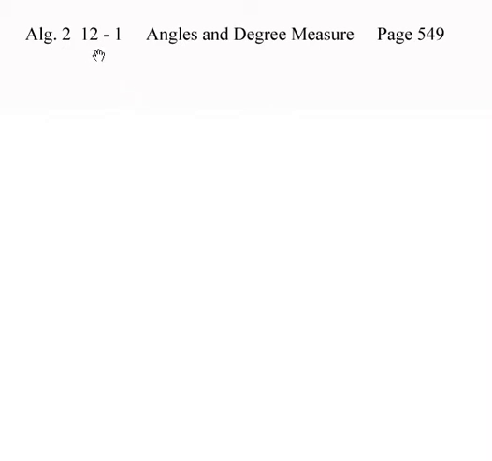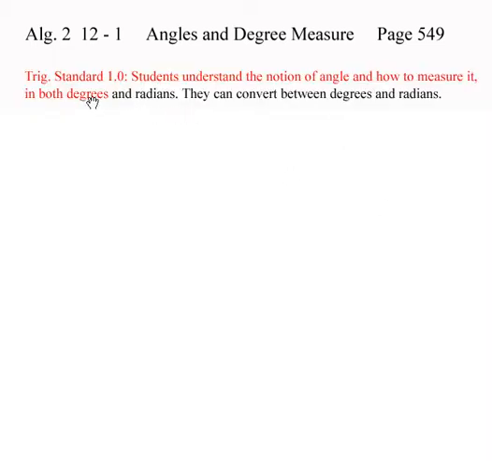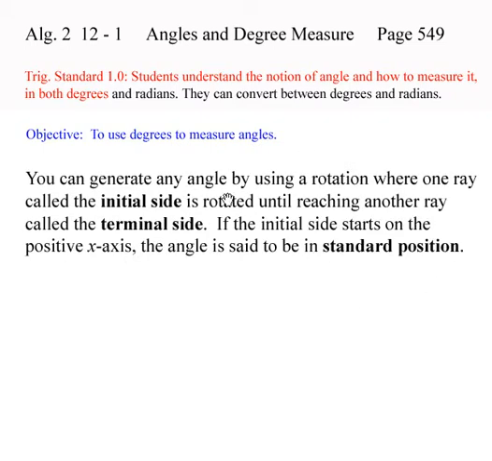Today we start chapter 12. We're going to talk about angles and degree measure as the first part of today's lesson. And we are preparing for the trigonometry standards now. Trig Standard 1 is students understand the notion of an angle and how to measure it in degrees. Chapter 13, section 1, we'll talk about measuring an angle in radians. So today's objective is to use degrees to measure an angle.